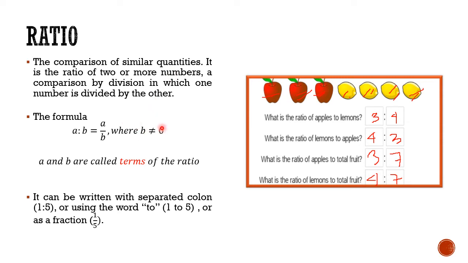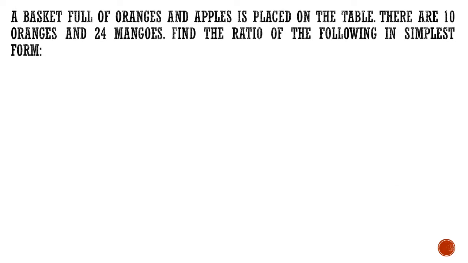Na kung saan daw, ito yung formula niya. A colon B is equal to A all over B. Similar lang din sila. I-write lang sila into different form. Na kung saan daw yung B is not equal to 0. Kasi pag 0 yung B natin, it is undefined. So let's take a look with this example.